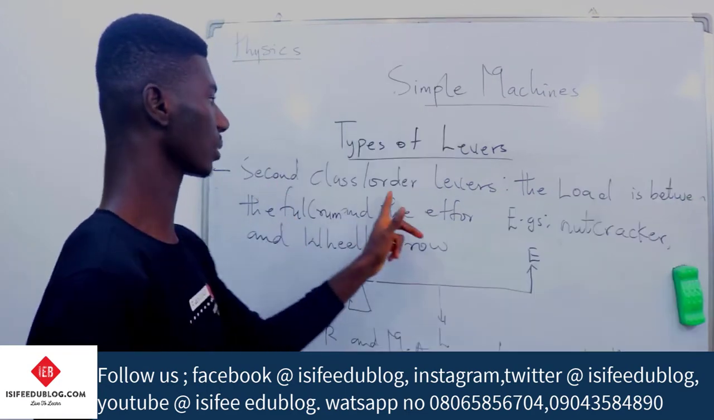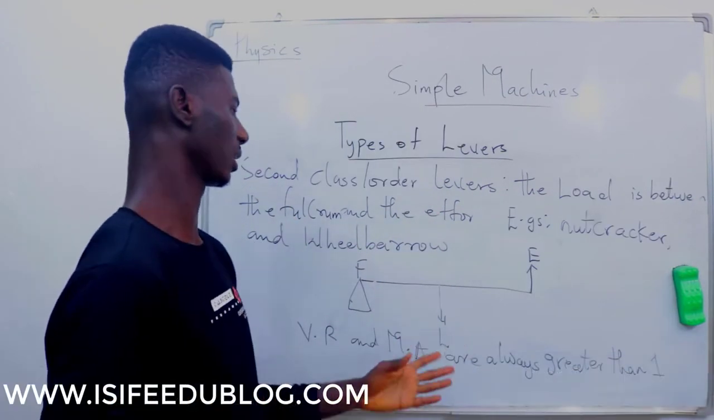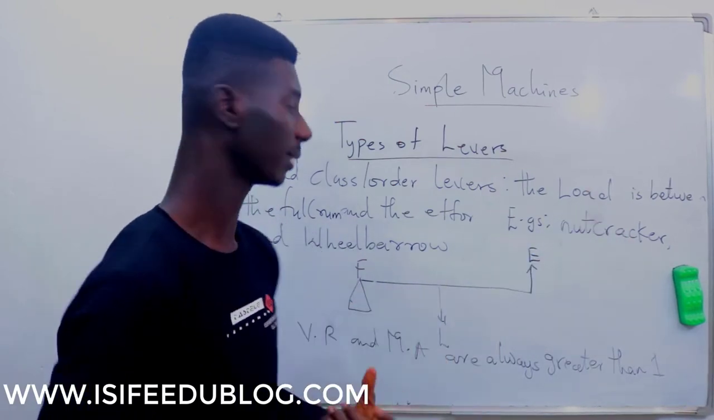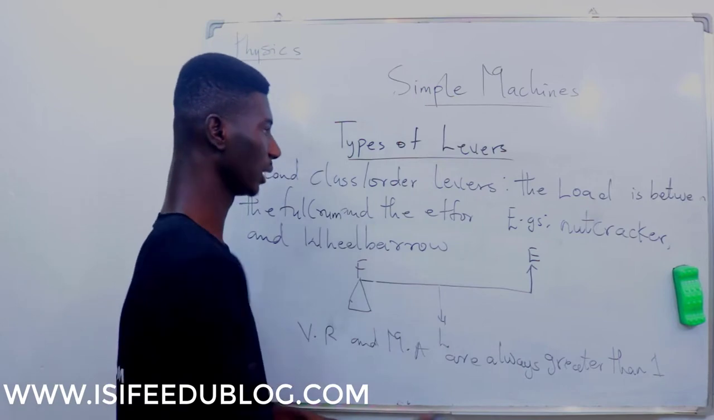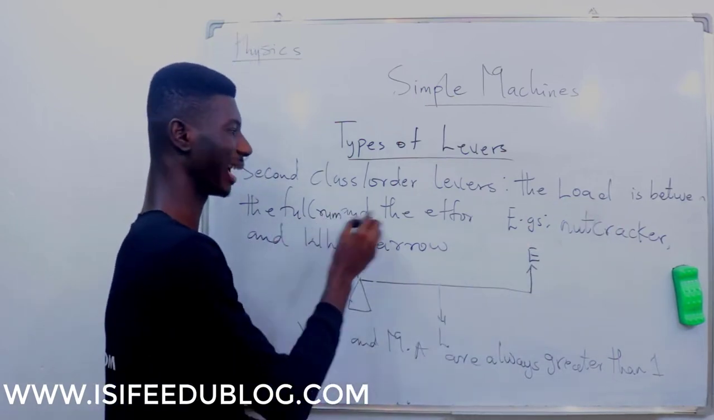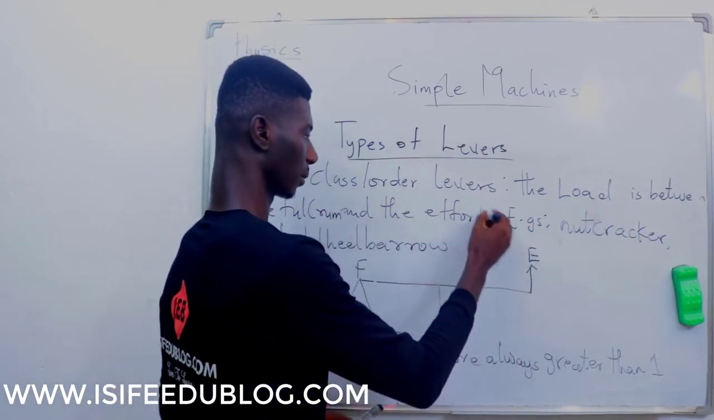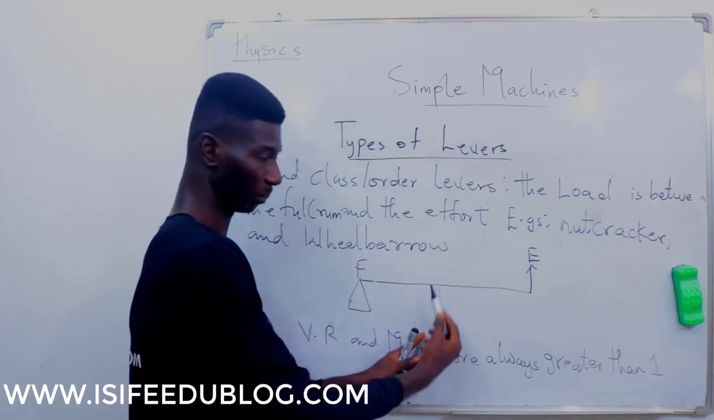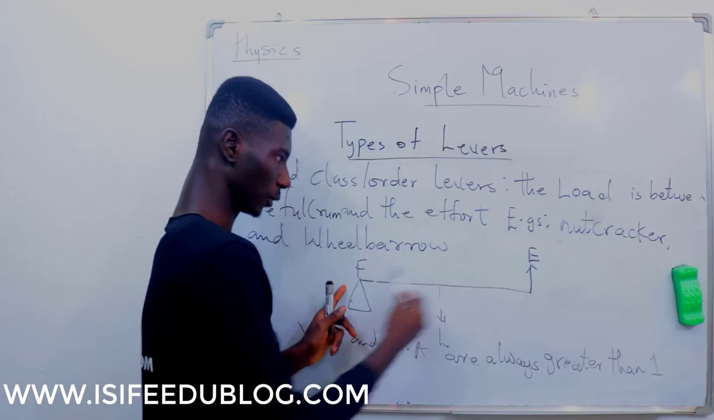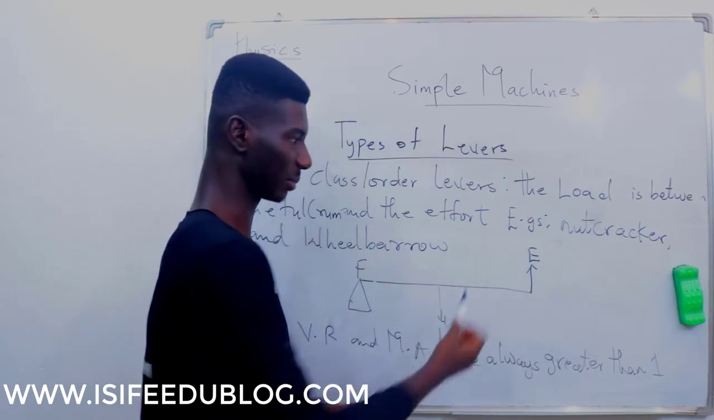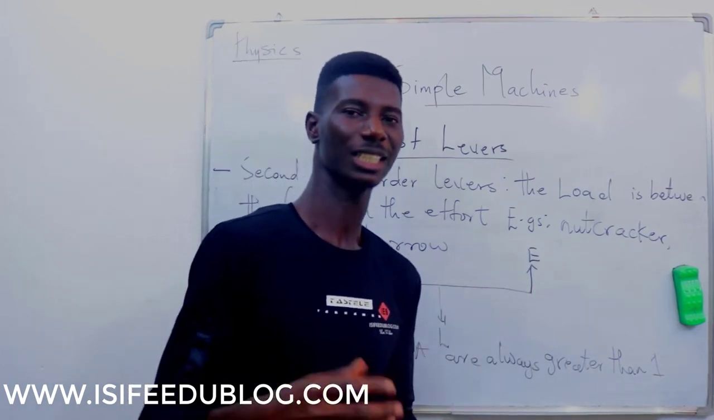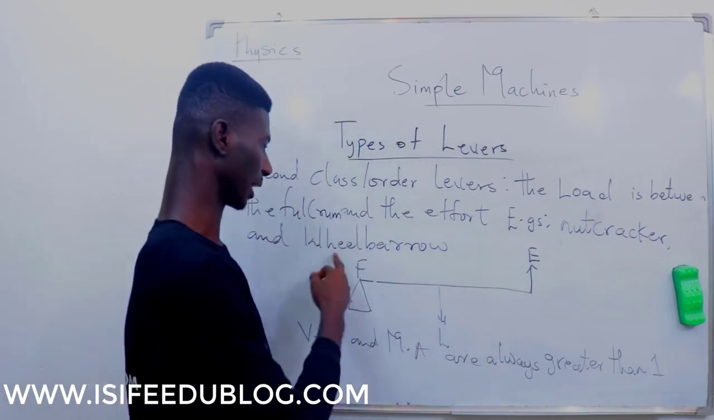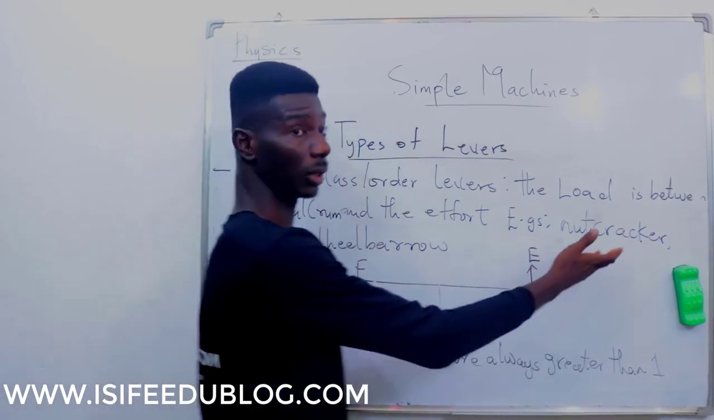So the second class lever is anytime you have the load, in any device, any type of lever, between the fulcrum and the effort. You can see the load here is between the fulcrum and the effort. As I'm even talking about this, your mind should be telling you one of the machines. For instance, we have what? A wheelbarrow. That's a popular one, or the nutcracker.